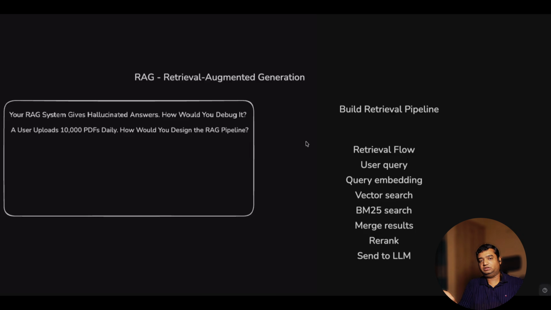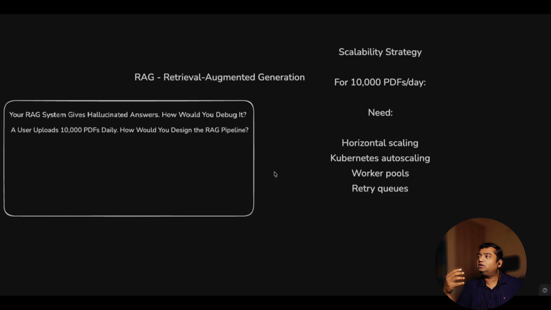Once your platform, the system, has been designed, now you will work on scaling that system. What all things will you keep in mind so that your system scales properly? For a scalable strategy, in a scenario like 10,000 PDFs every day, you need horizontal scaling. Kubernetes auto scaling has to be used so that your system-level scaling can work. Your worker pool should be there.